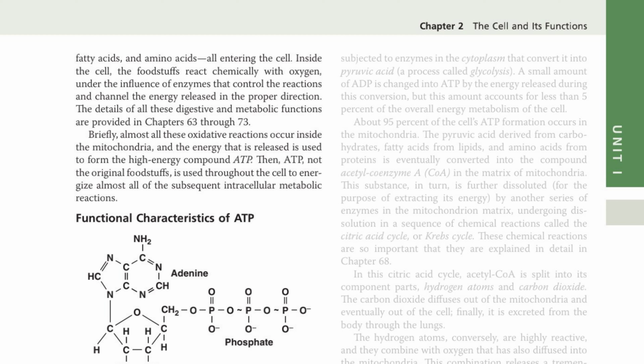The details of all these digestive and metabolic functions are provided in chapters 63 through 73. Briefly, almost all these oxidative reactions occur inside the mitochondria, and the energy that is released is used to form the high-energy compound ATP. Then, ATP, not the original foodstuffs, is used throughout the cell to energize almost all of the subsequent intracellular metabolic reactions.